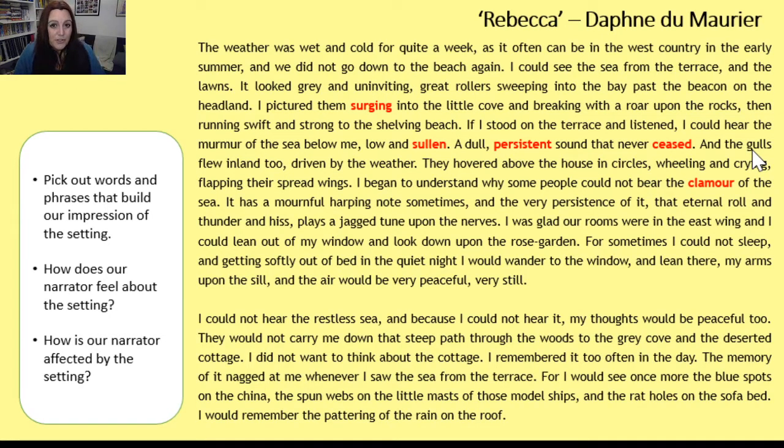So one of the things you can do is pause the video now, and reread it yourself. And you can make a note of all the references to the setting that you think build an impression of the setting, and what you think that impression is. So if you'd like to do that, you can pause now and do that.